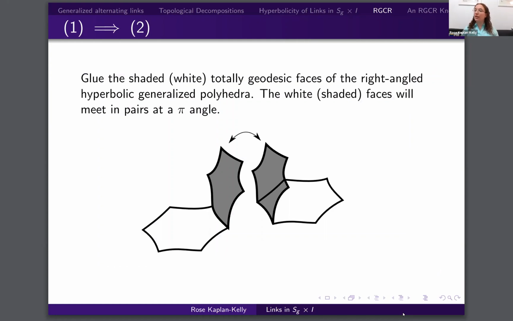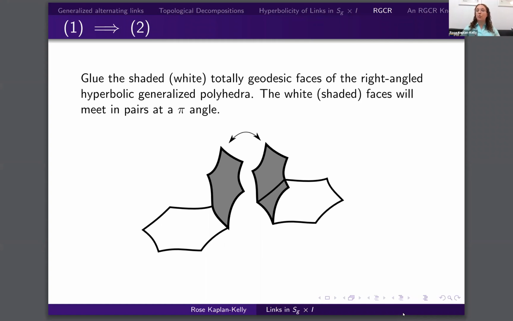I won't have time to go through the entirety of the proof, but I'll give some of the different ideas behind the implications. So first, we're assuming that our link is RGCR, and we want that to imply that we have two totally geodesic checkerboard surfaces. Well, by assumption, our link has this nice decomposition into these right-angled hyperbolic generalized polyhedra. So let's take that decomposition. Those two generalized polyhedra have these white and shaded faces, right? Recall that that comes from this checkerboard coloring on the link diagram. And what we're going to do is glue all of the shaded faces of these two hyperbolic generalized polyhedra together. Well, by assumption, all of these dihedral angles are right angles.